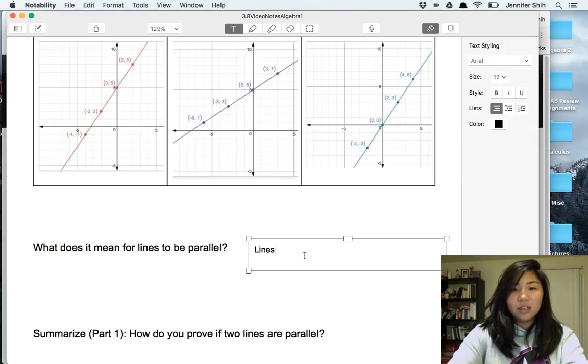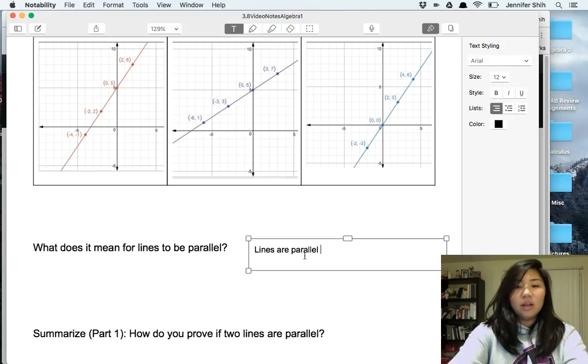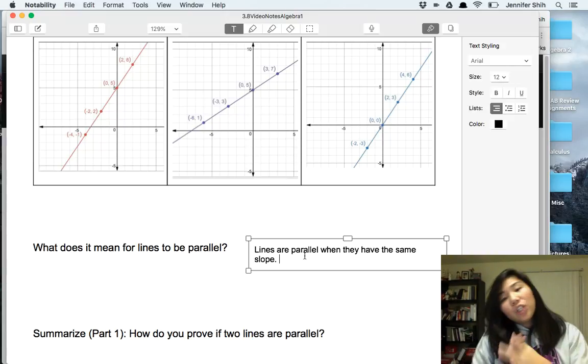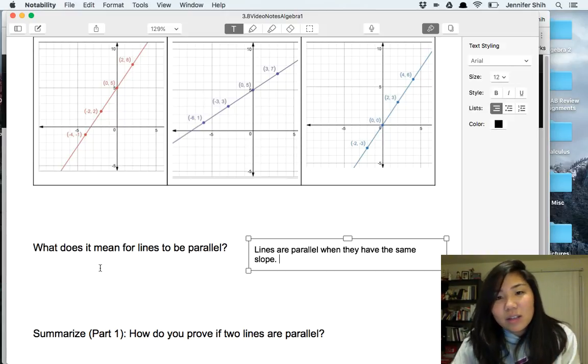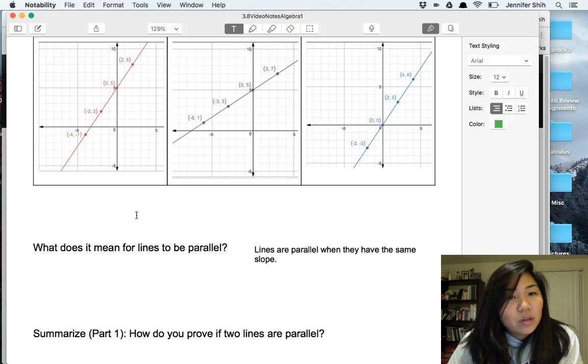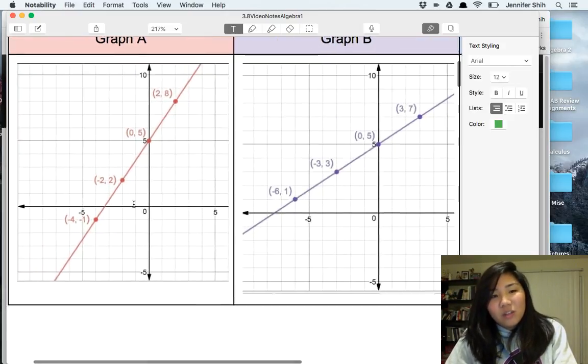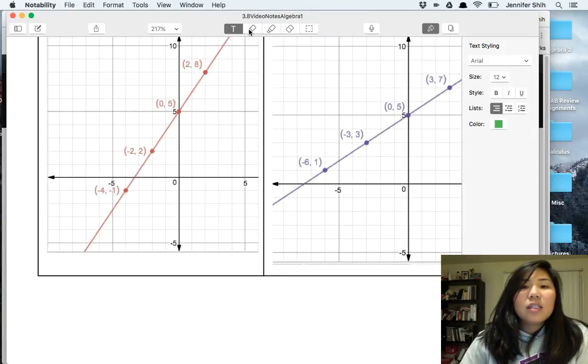Lines are parallel when they have the same slope. We know 2, even 3 ways to calculate slope. So we can do that with these graphs here. When I see a graph and I have to calculate slope, I do the rise over run business. All right, so here we go.